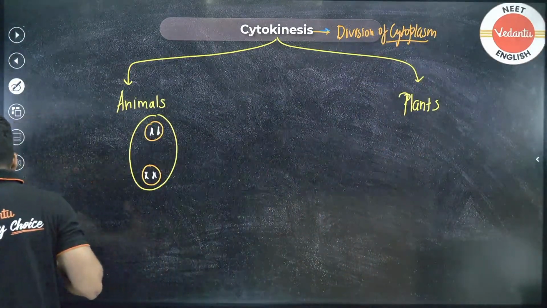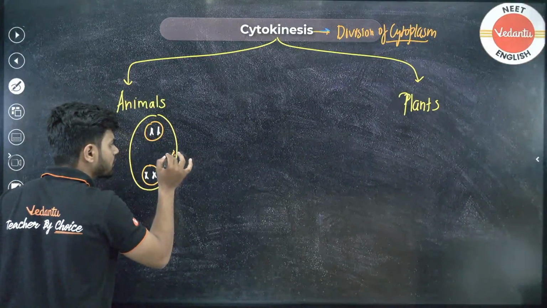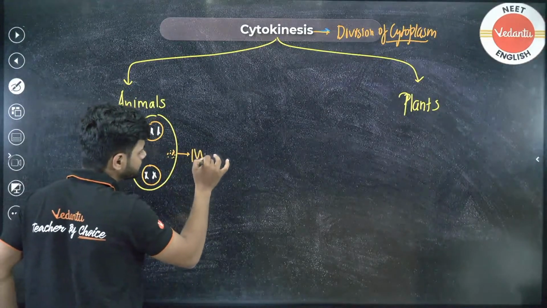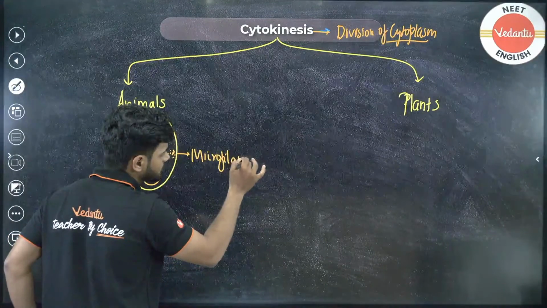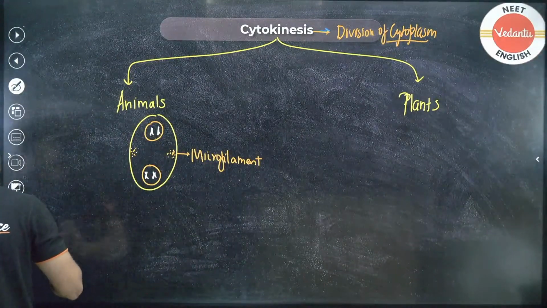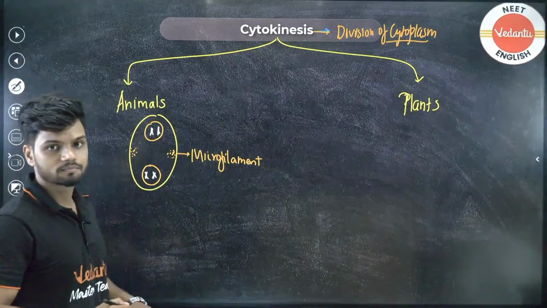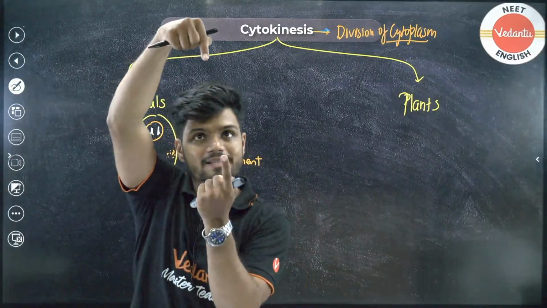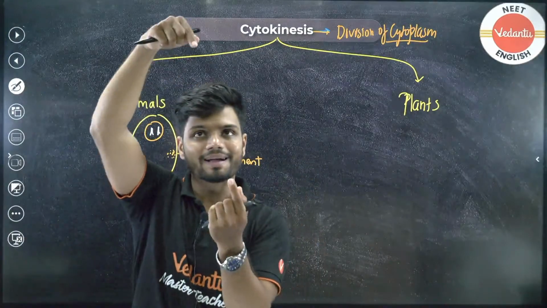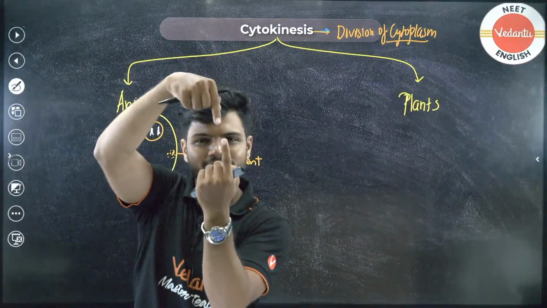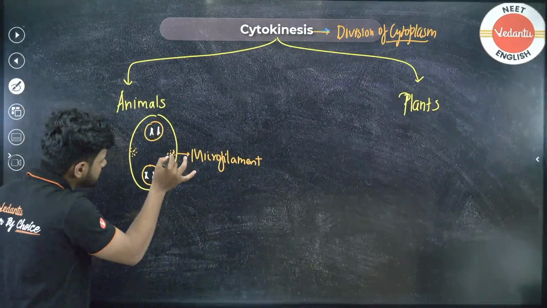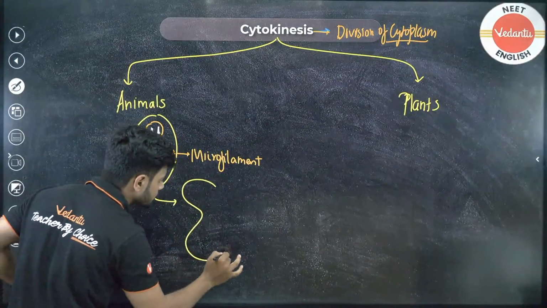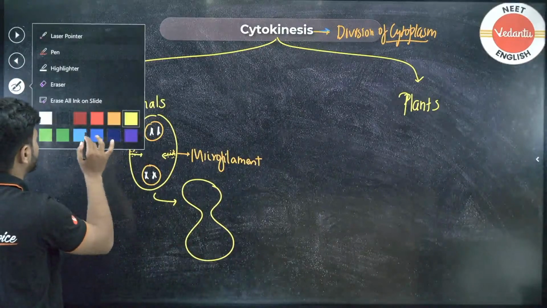Now here what happens is, in these corners, there is accumulation of some type of actin microfilament. Because of this microfilament, how many of you know balloons? Take a balloon and squeeze it from both sides. What will happen? It will go inside. That is what is happening. We are squeezing from inside, so it will end up becoming something like an hourglass.